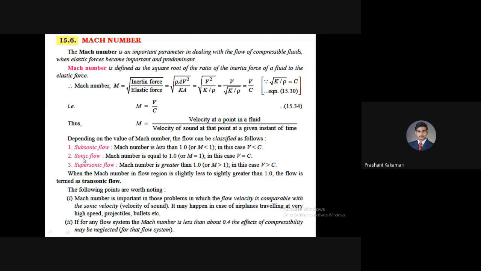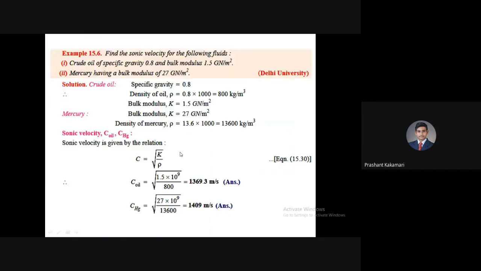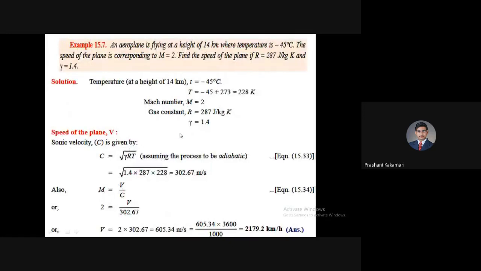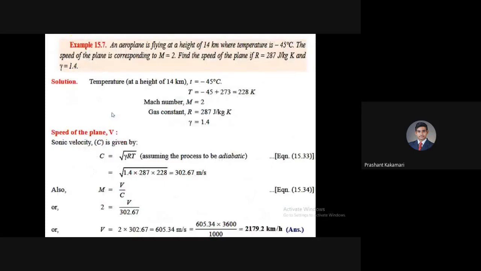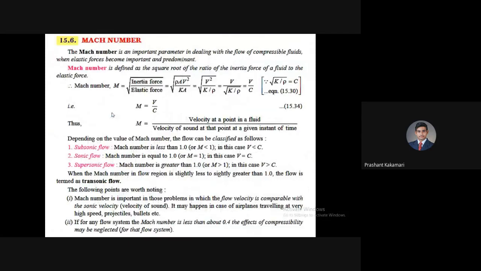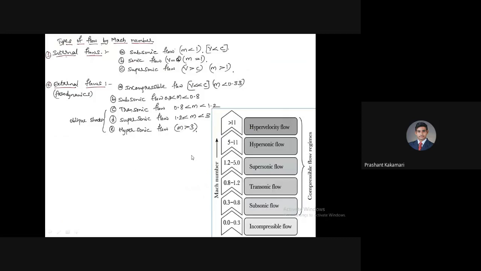Similarly here, how these flows are classified is, if a body is moving in a fluid at a speed equal to the speed of sound in that given fluid, then it is called sonic flow, where Mach number is equal to 1. When the velocity of the body is equal to the velocity of the sound, it means Mach number is 1.